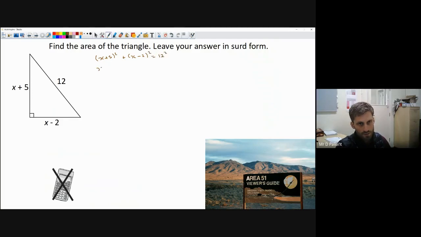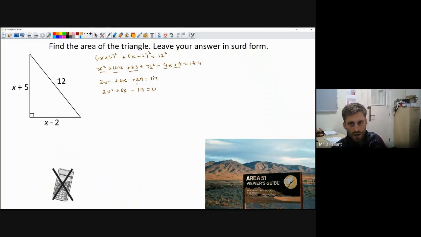And I can just expand all these brackets. And then I can collect the terms. So I've got 2x squared, I've got 6x, and I've got 25, and I've got 4 equals 144. So I need to make it quadratic and make it equal to 0. And that's going to be minus 115.